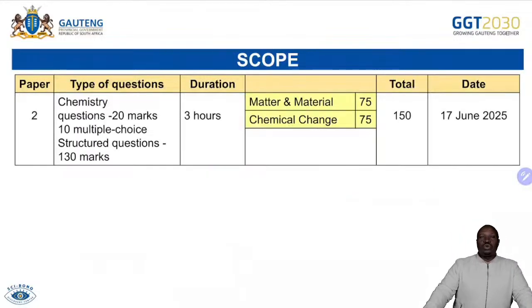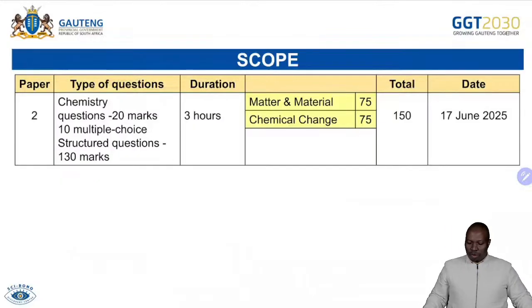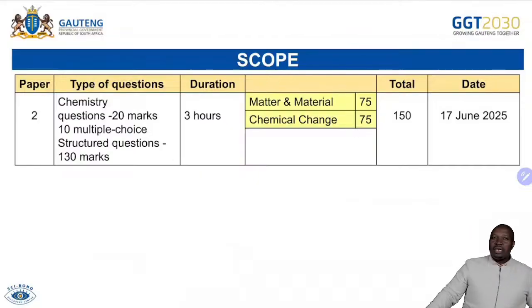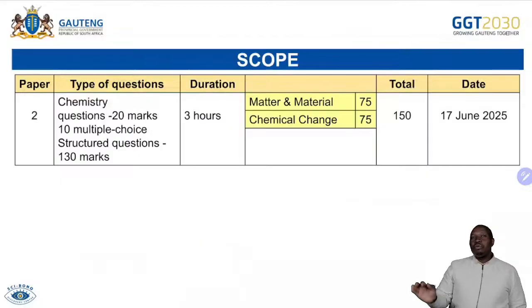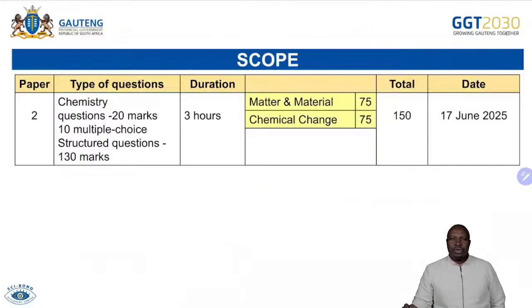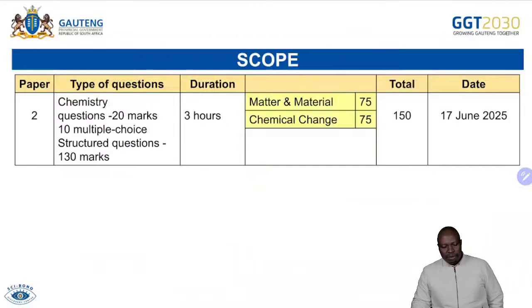Now, in terms of paper 2, your scope for our June exam is that we have material, which is your organic molecules, which is half of the paper. So it's very much important. You must know almost everything in terms of organic molecules. You cannot leave anything because there will be many questions that will come from this topic.